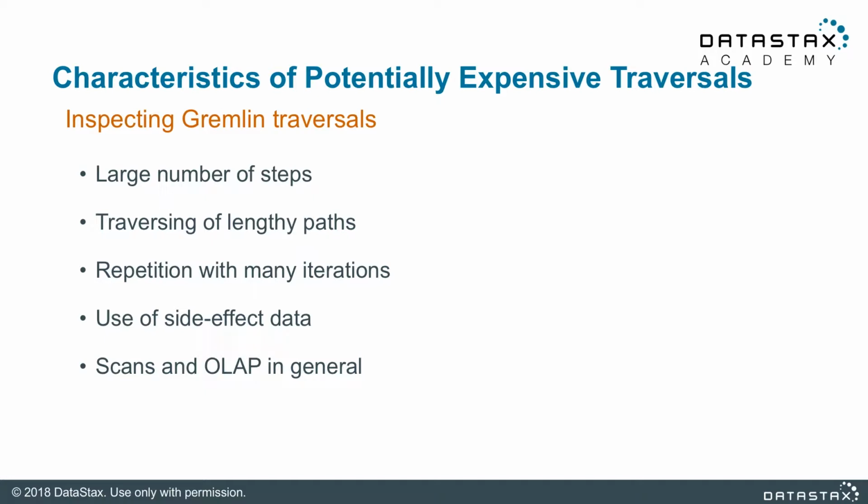The next 2 items are kind of related. If you're traversing down long paths or iterating over a particular operation many times, then DSE graph is going to need to do a lot of work and/or touch a lot of data. Again, this seems pretty obvious when you think about it, but remembering to consider these things usually turns out to be the hardest part. Be careful about how you use side effect steps. Side effects take up a lot of memory, which can become an issue at scale.